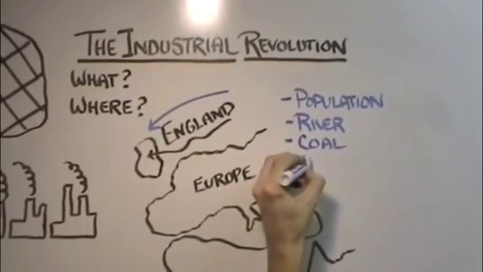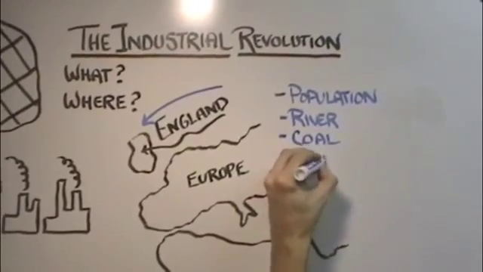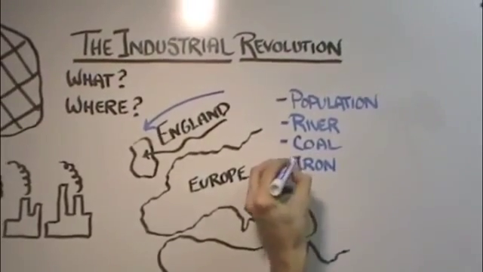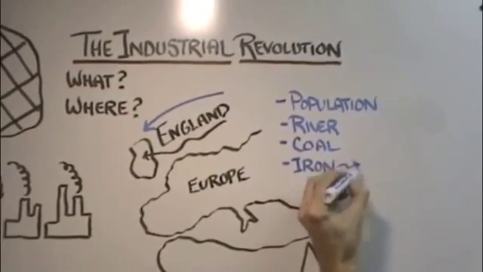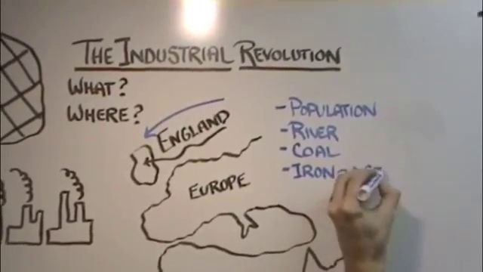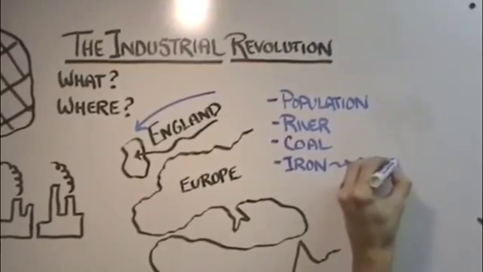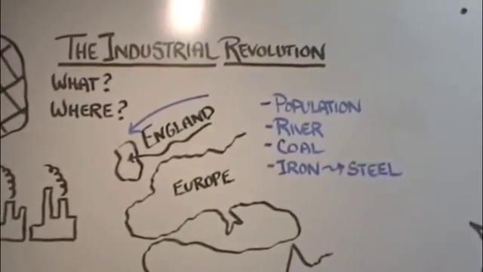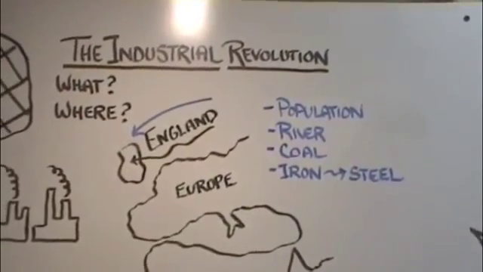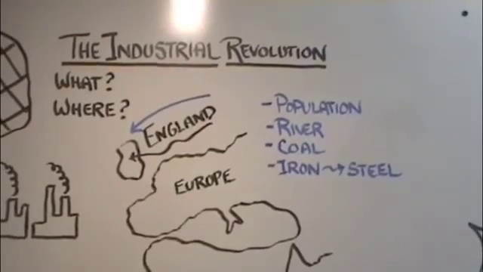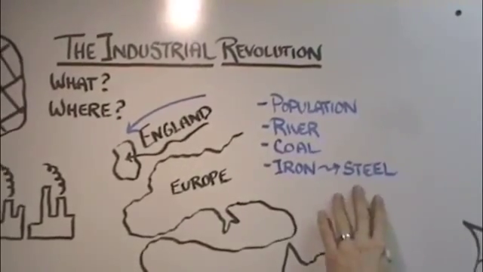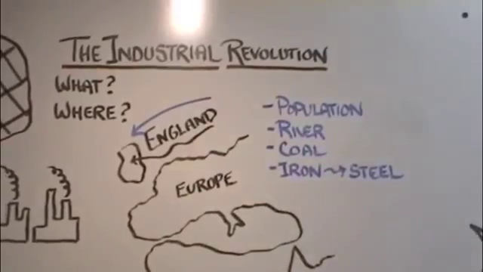And finally, England had iron. It had large deposits of iron. Iron could be turned, as we're going to talk about later, into steel. And so steel became the bedrock, or the basic metal that is used in making factories, which was very important in this Industrial Revolution.